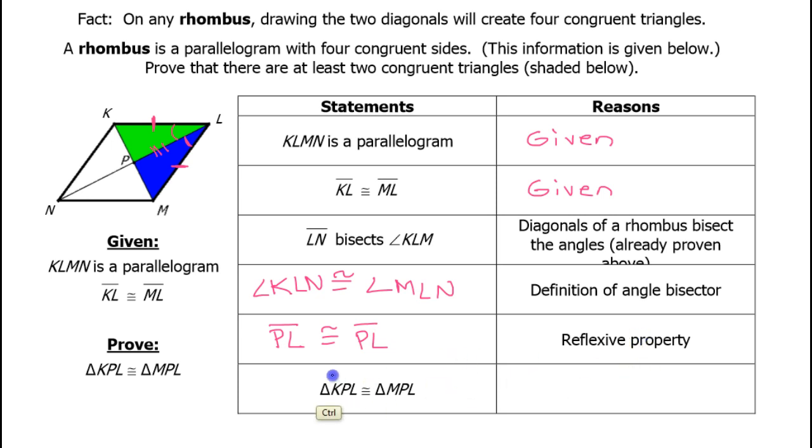So the triangles are congruent by what property, what postulate? Side-angle-side. I have two sides and the angle between them. So that is side-angle-side. All right, so we have proven that there's at least one pair of congruent triangles.